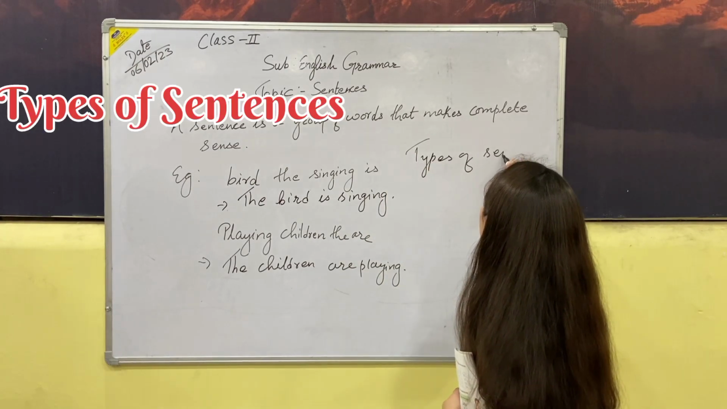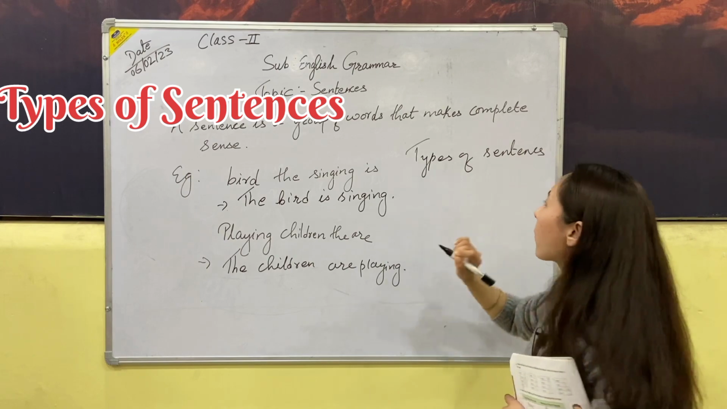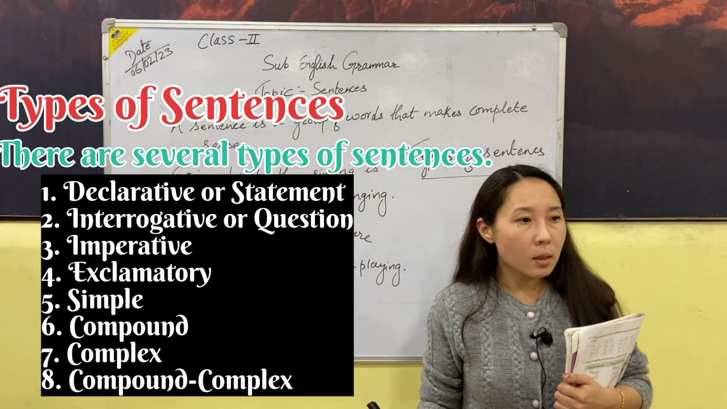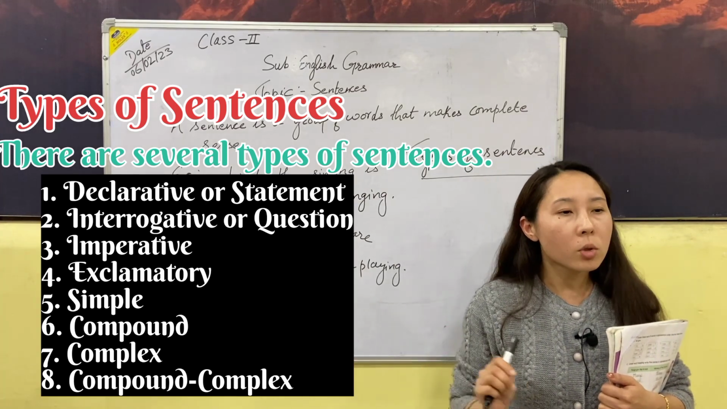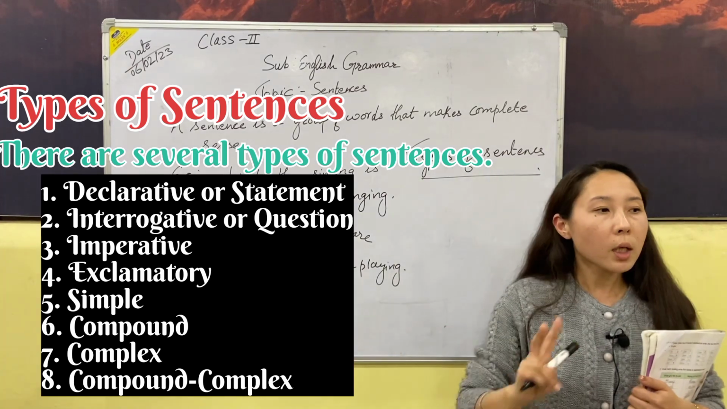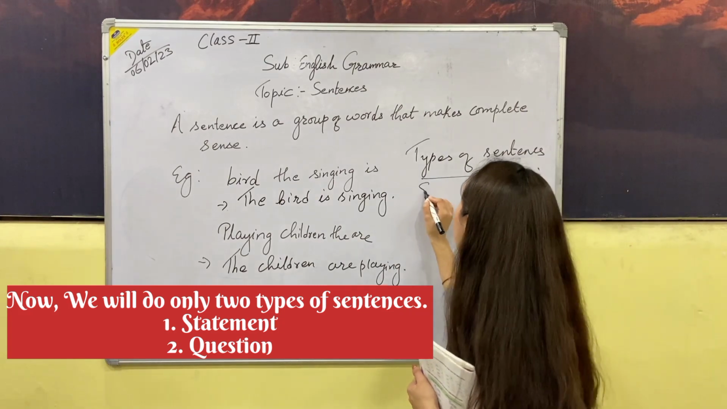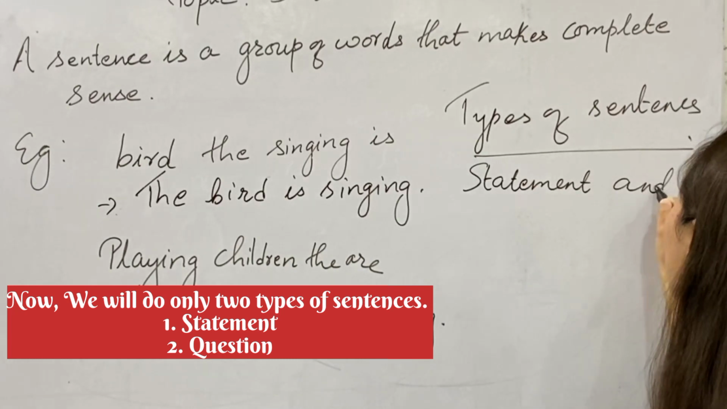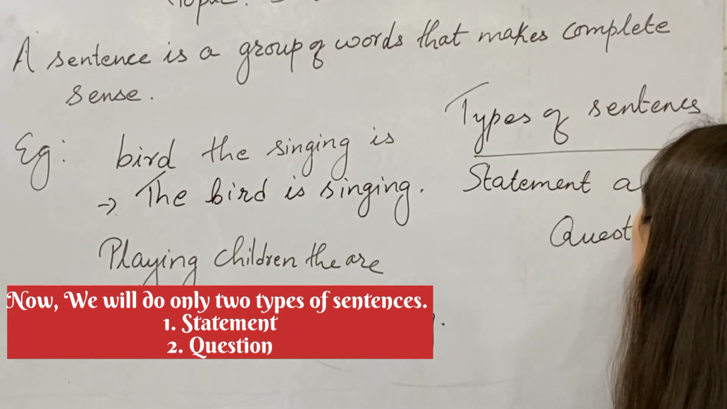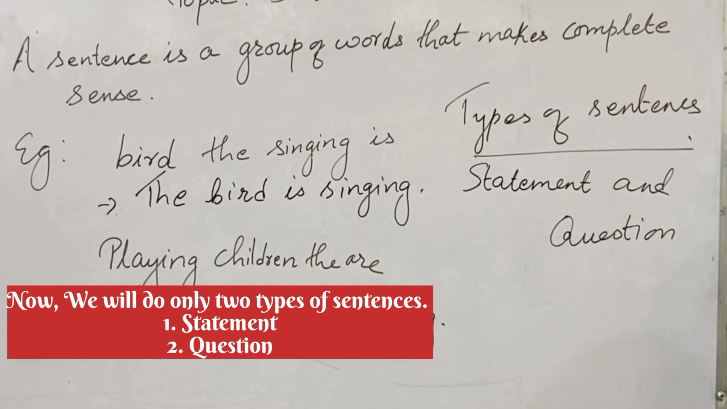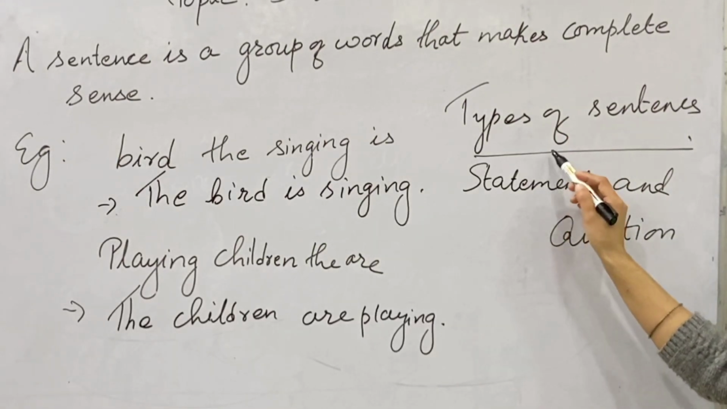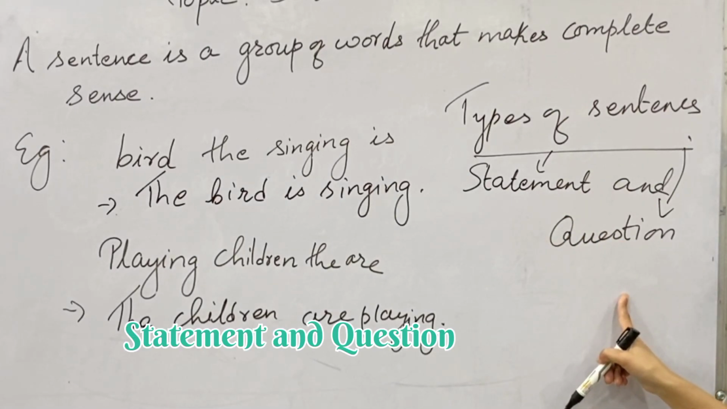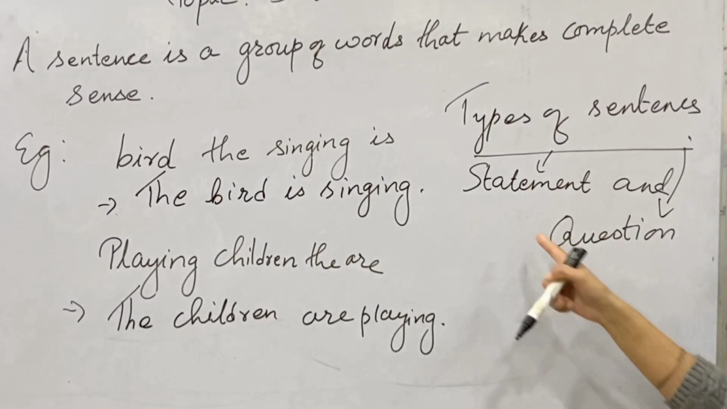Types of sentences. There are many types of sentences like affirmative sentences, imperative sentences, exclamatory sentences, but now we'll do only two types of sentences, that is statement and question. Okay, two types of sentences. What are the two types of sentences? Statement and question.